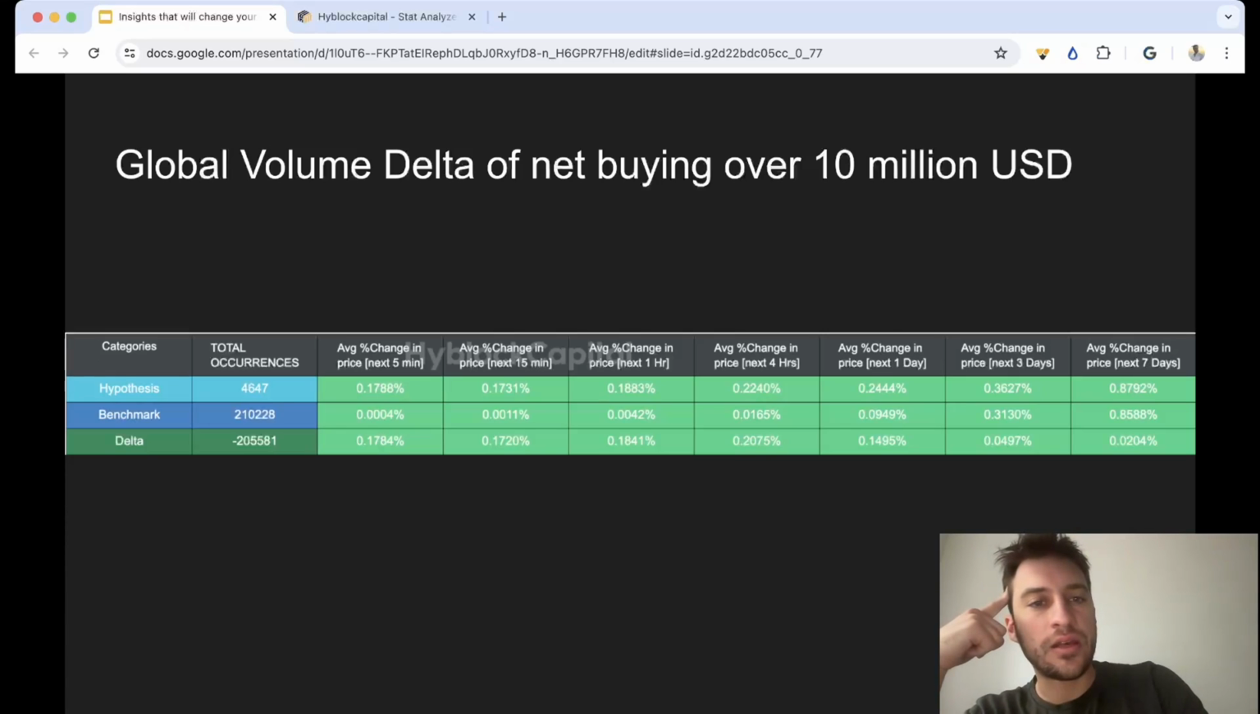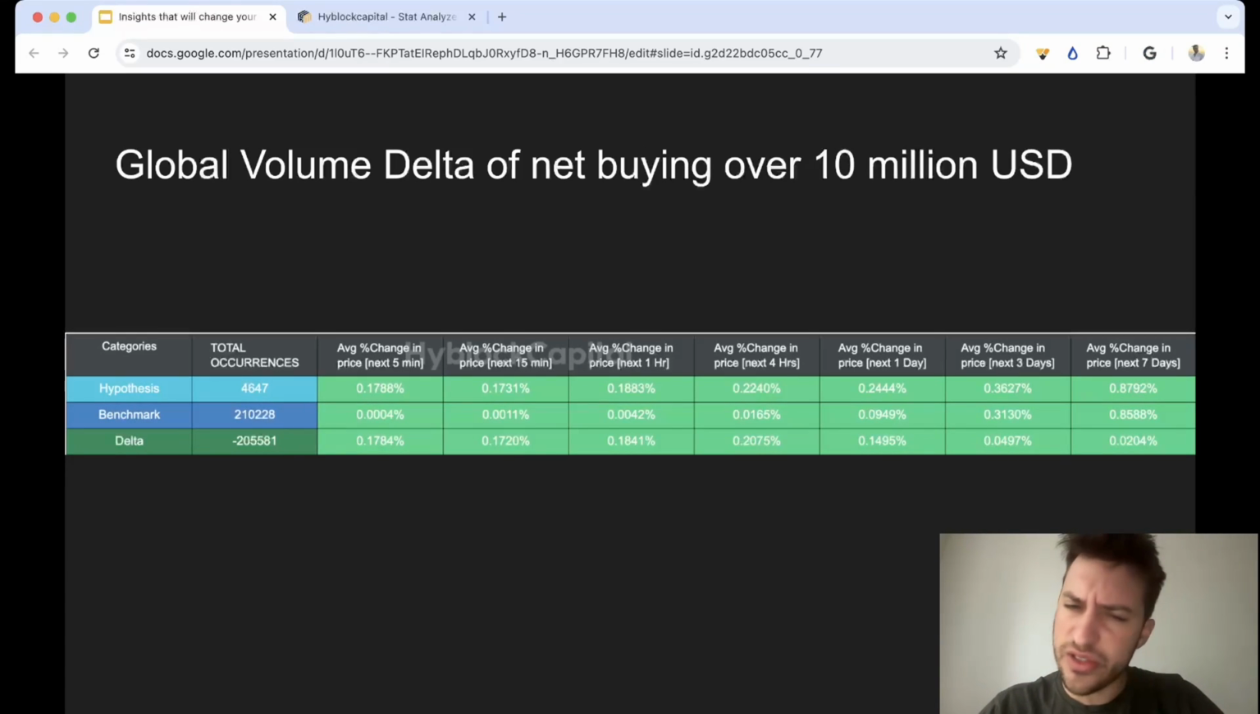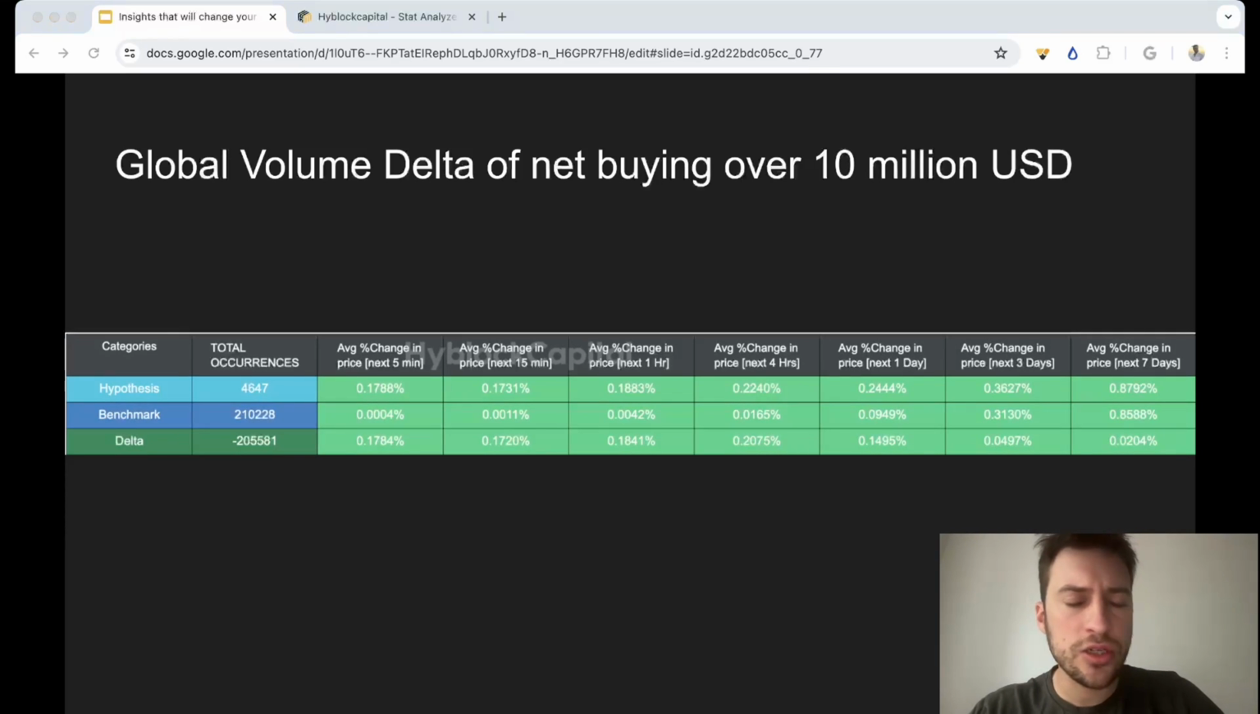Now, when there is a lot of selling, price just tends to fall. And it's really interesting that price tends to fall the same amount that price rises. It's very similar, these numbers. The net selling over 10 million, it's like they're almost perfectly inverse. It just shows how balanced the market really is when you look at data and how hard it can be to really get an edge.